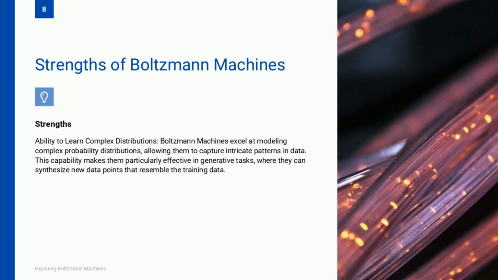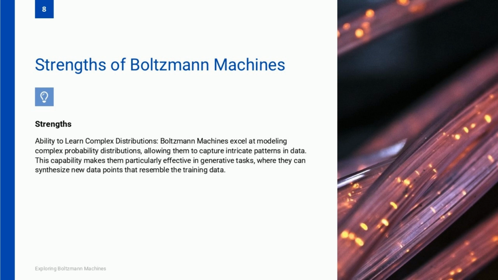Their ability to discover hidden patterns makes them ideal for recommendation systems, where they can predict user preferences based on past behavior. Similarly, their ability to generate realistic samples makes them valuable in image generation and deep learning feature extraction. However, despite these advantages, Boltzmann machines are not perfect. Their complexity and computational demands have limited their widespread adoption in large-scale machine learning applications.